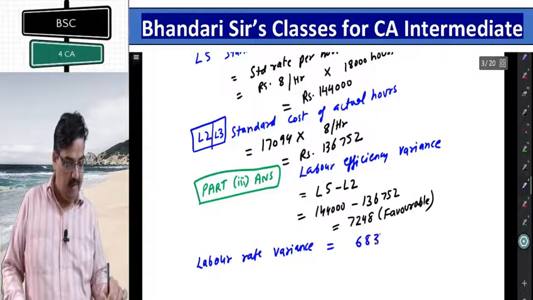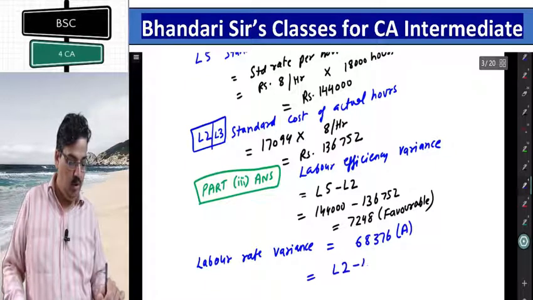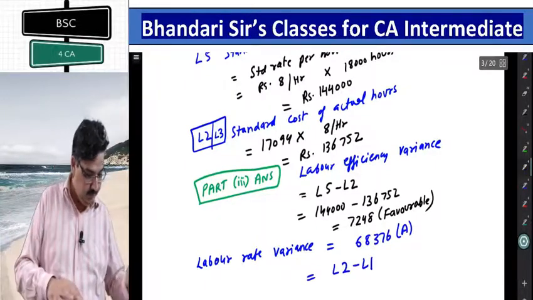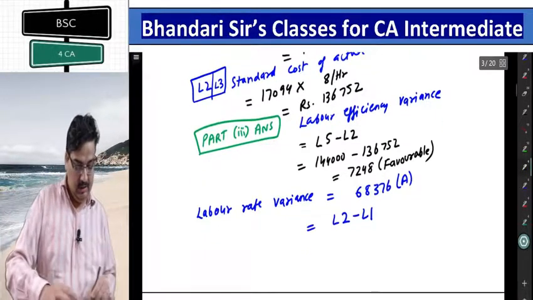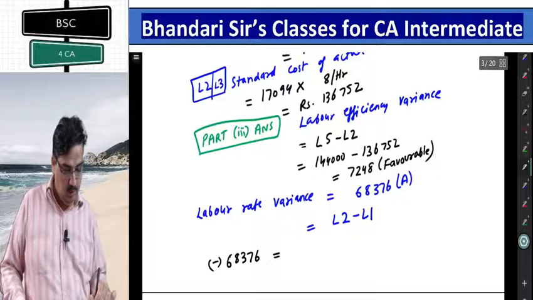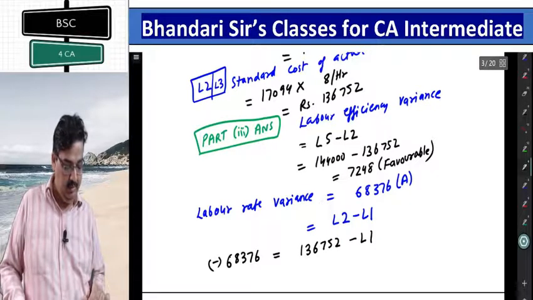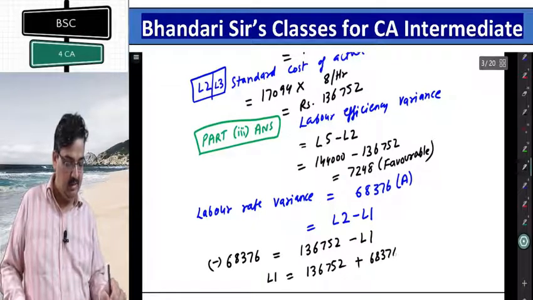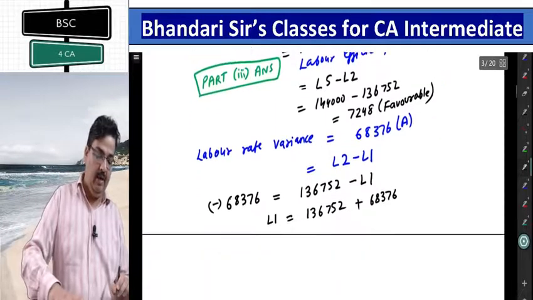6,8376 is equal to L2 minus L1. This is 68376 minus, which is equal to 136752 minus L1. So L1 equals 136752 plus 68376. We must define L1 for sure.